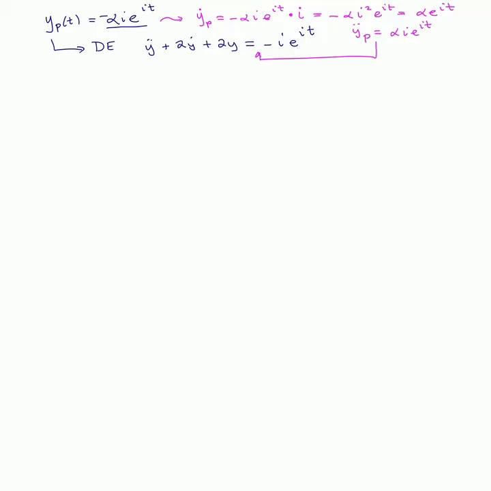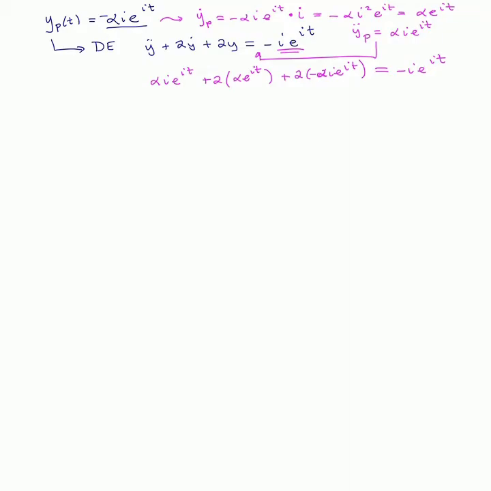Okay. y double dot is alpha i e to the it. 2 times y dot, y dot turned out to be alpha e to the it, and then 2 times y particular was 2 times negative alpha i e to the it. And that's supposed to equal the right-hand side, which was the forcing function in complexified form.